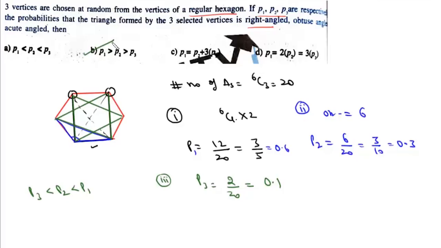And if we look at option C, which is P2 plus 3P3. Now P2 is 0.3 and 3 times P3 is also 0.3. So this is 0.6 and it will be equal to P1. So this option C is also correct. So the correct options are D and C.